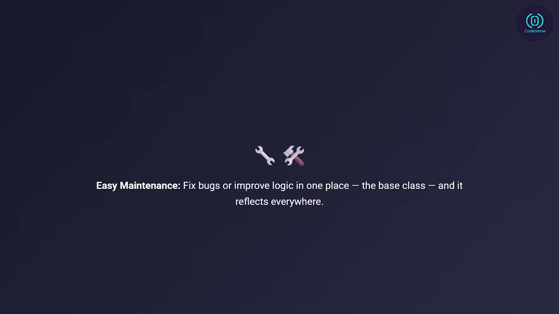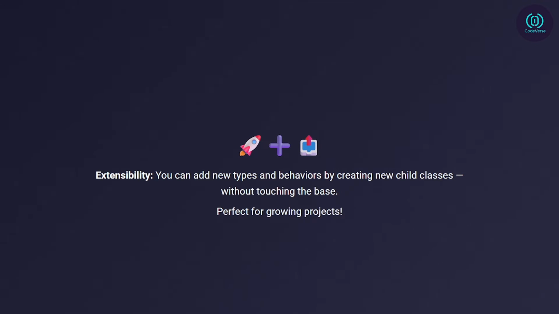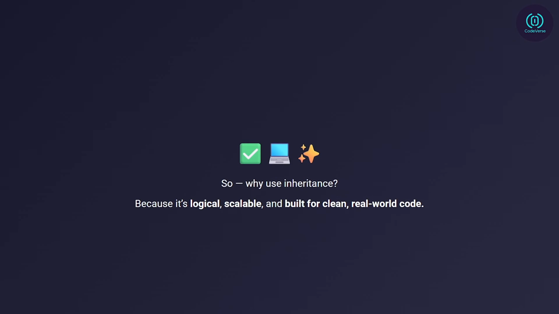Fourth, maintainability. If you want to improve or fix a shared method, you can update it in the base class. All the derived classes automatically benefit, without touching their code. And finally, extensibility. You can add new specialized classes without rewriting the existing base. It's flexible and scalable, perfect for growing projects. So, inheritance isn't just a technical trick, it's a way of writing code that's logical, DRY, don't repeat yourself, and built to last.